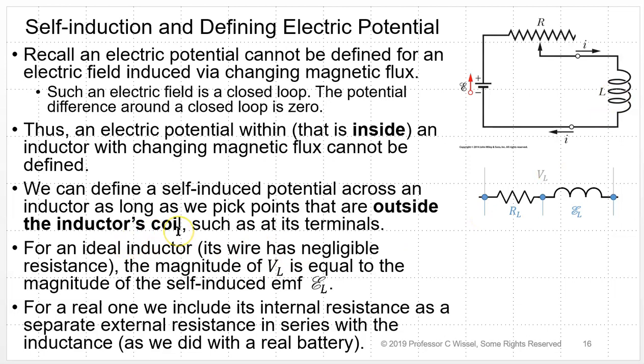We can define a self-induced potential across an inductor as long as we pick points that are outside the coil, such as at its terminals. For an ideal inductor, that is, its wire has negligible resistance, the magnitude of VL is equal to the magnitude of the self-induced EMF EL. For a real one, we would include its internal resistance as a separate resistance in series with the inductor, just like we did with a real battery.